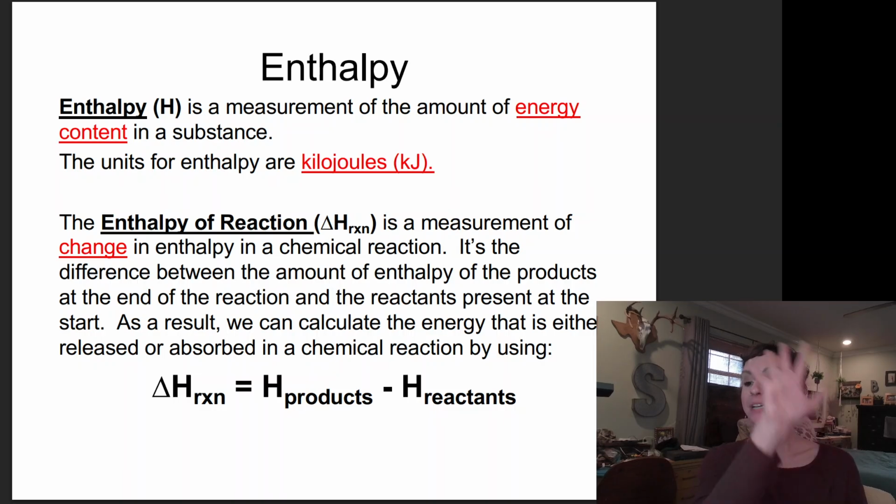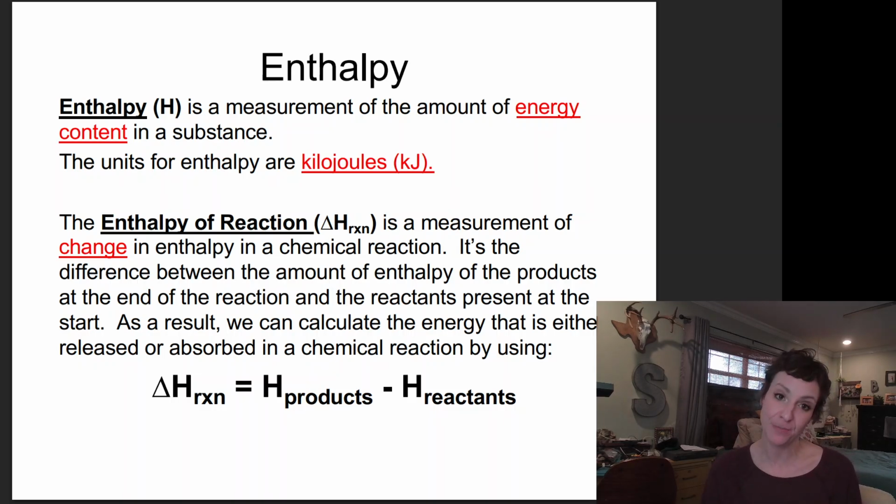Okay, this brings us to our first scary term. It's okay, we've got this. Enthalpy. The symbol for enthalpy is H. So whenever you see H, we're talking about enthalpy. I just think about enthalpy as energy. Technically, it's a measurement of the amount of energy content in a substance. That's a fancy way of saying how much energy does this thing have, okay?